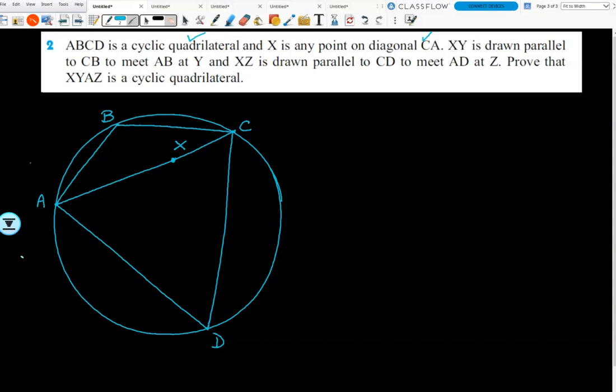XY is drawn parallel to CB. And we go, well, where's CB? So CB is here. So that means we've got this line going through X here, okay? So I'm just going to, you look at me and then you can see what you're going to draw. So we've got a line that's going through here. It's parallel to CB. It meets AB at Y. So we just need that bit there, do we not? So we're going to do that. This is now Y, and it's parallel. So make sure that you put your parallel marks in there.